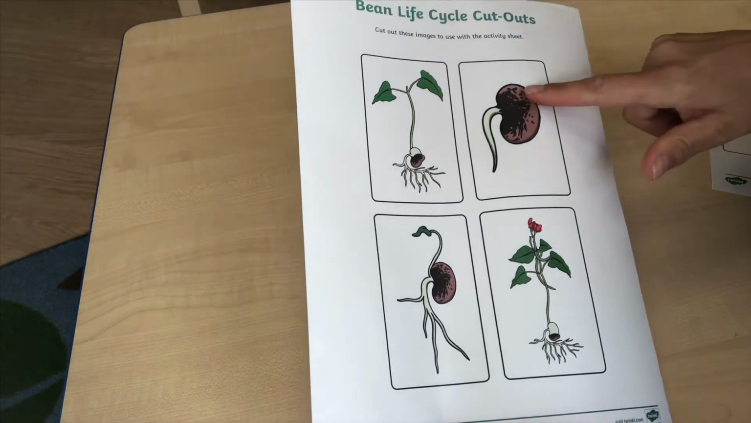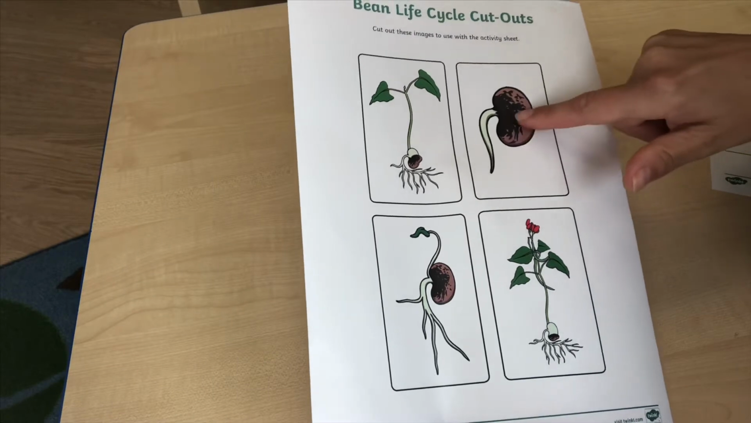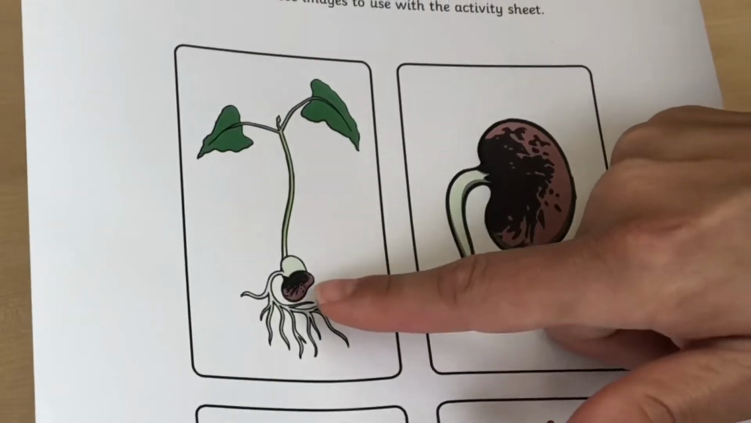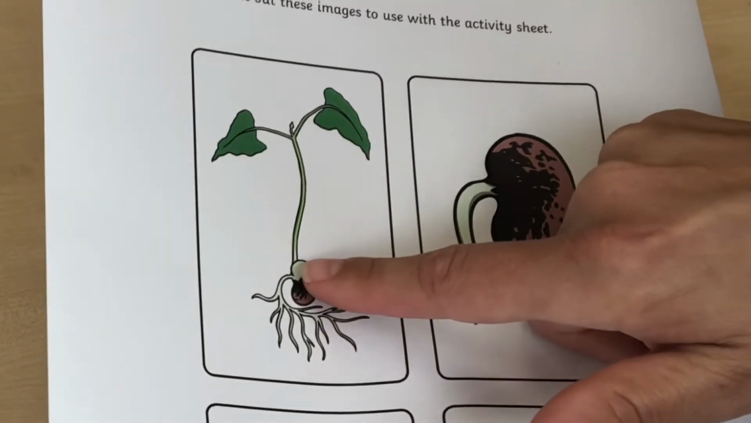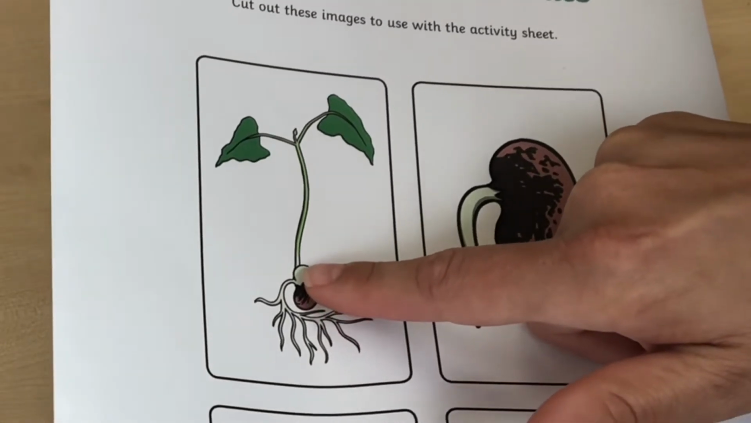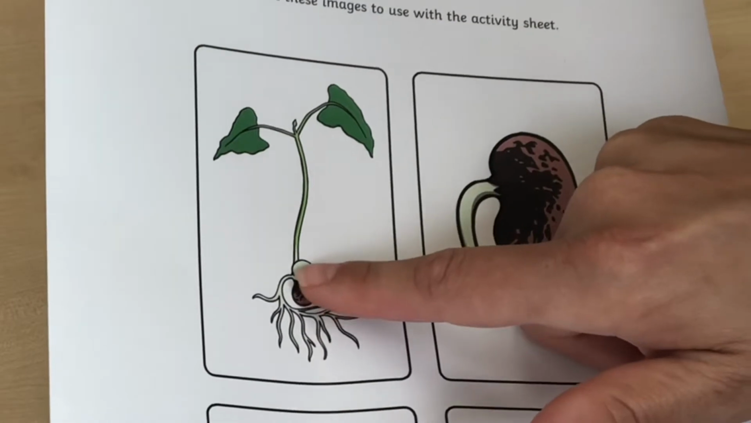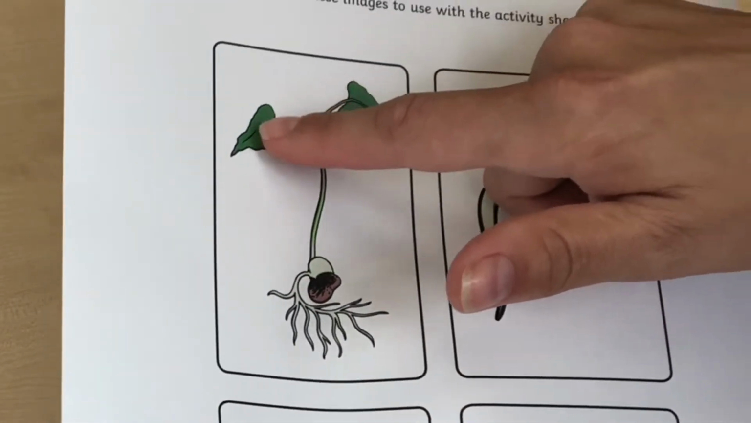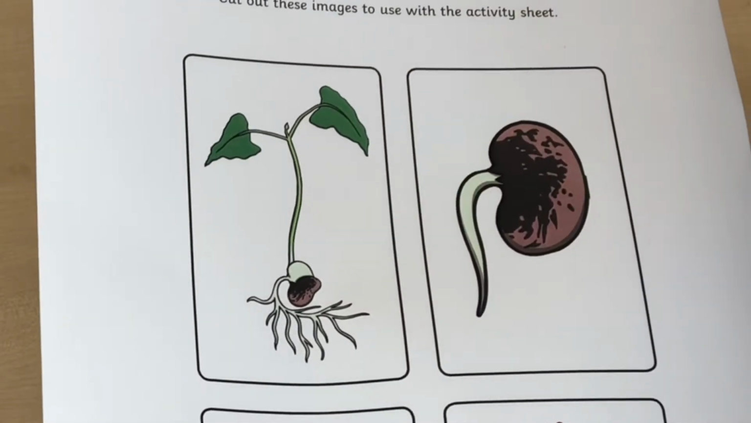So you can see that there's a little bean that has just started to sprout out. Over here, we can see the bean has sprouted. There's an extra bit that's come out of the bean shell. We see some roots and we see a stem and some leaves that have started to grow.